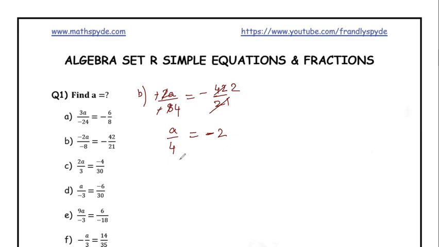Now multiply both sides by 4, and what you end up getting is A is equal to negative 8. C. 2A over 3 is equal to negative 4 over 30.